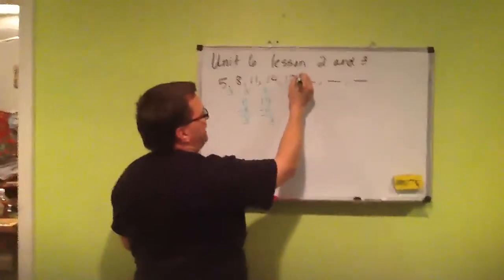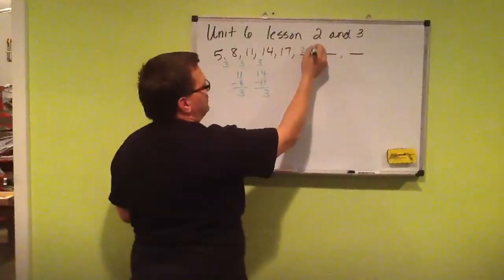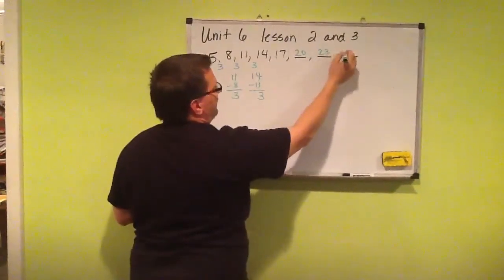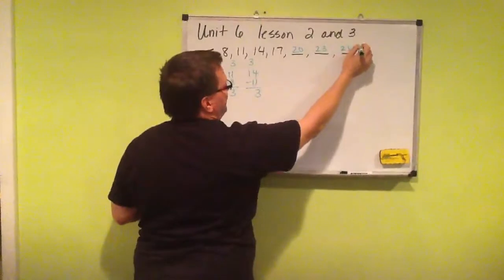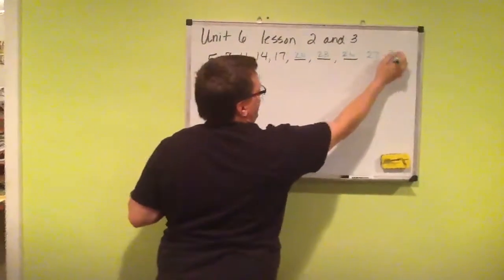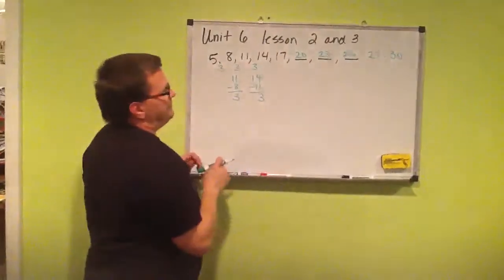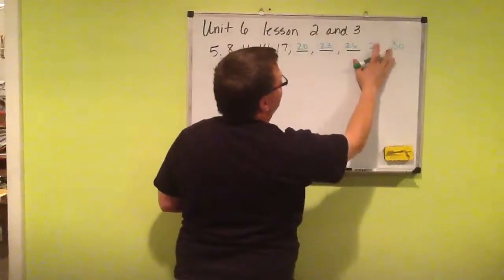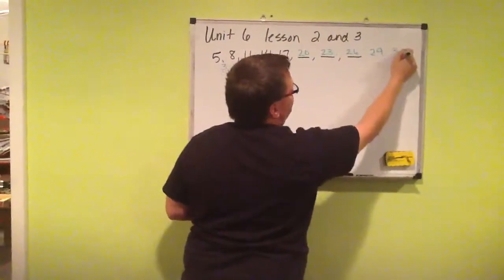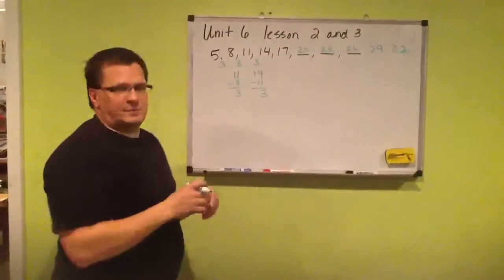You go 17, 18, 19, 20, 21, 22, 23, 24, 25, 26. And then just keep doing that, and you can see it's just going to be the pattern all the way through. So they're by 3s. Oops, I must have made a mistake there. That should be 29, that should be 32. So just be careful on that.